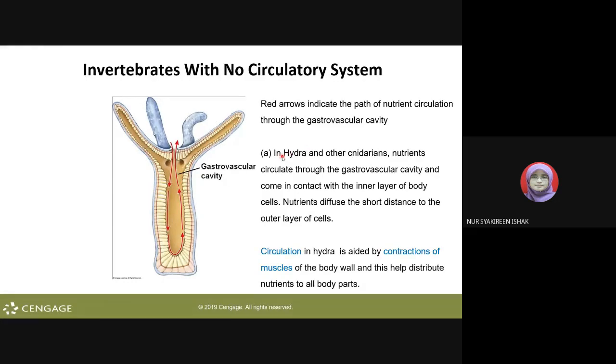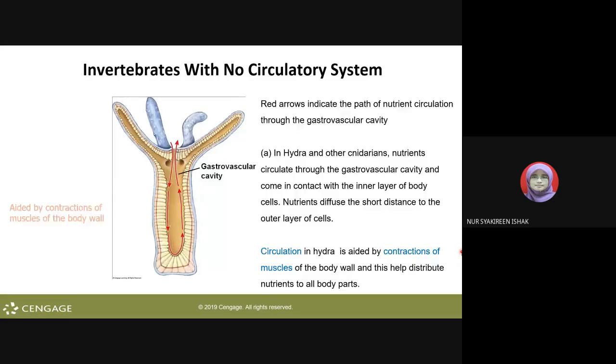It says here, in Hydra and other cnidarians, nutrients circulate throughout the gastrovascular cavity and come in contact with the inner layer of the body cells. The yellow cells here are the inner layer body cells. Nutrients diffuse a short distance to the outer layer of the cell, so they can easily depend on diffusion. Circulation in Hydra is aided by contraction of muscles of the body wall, and this distributes nutrients to all body parts. So this gastrovascular cavity functions in both the circulatory system, to circulate respiratory gas, and the digestive system, to distribute nutrients throughout the body.